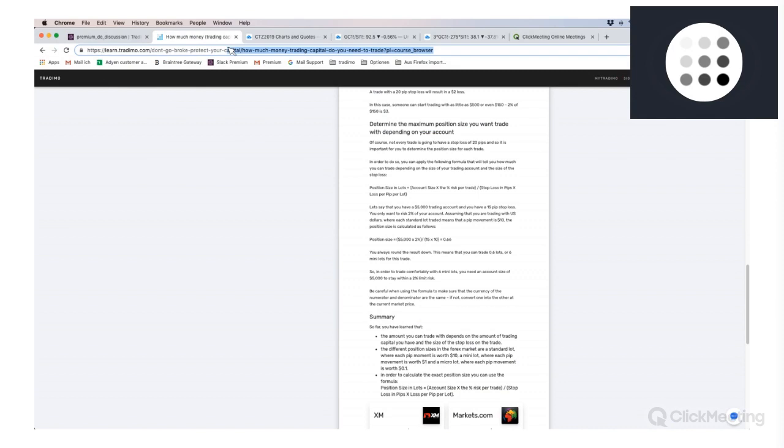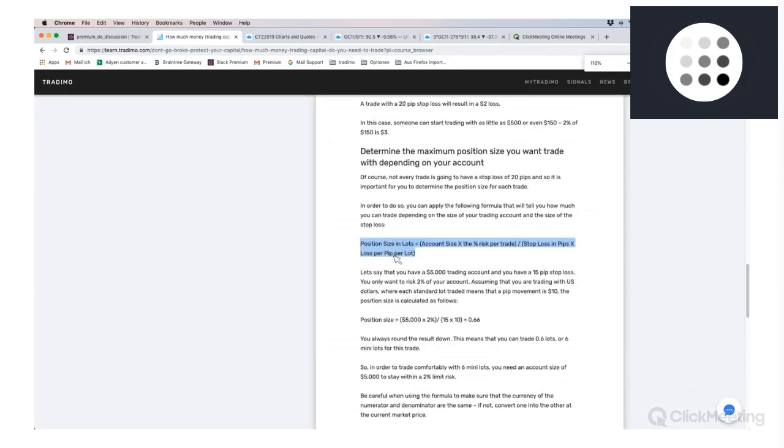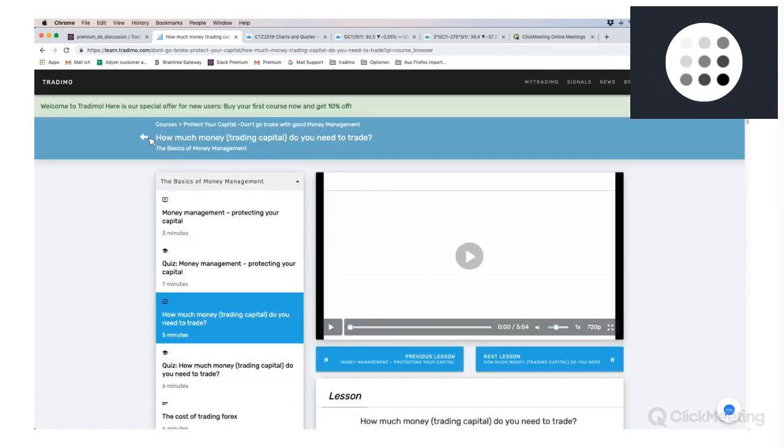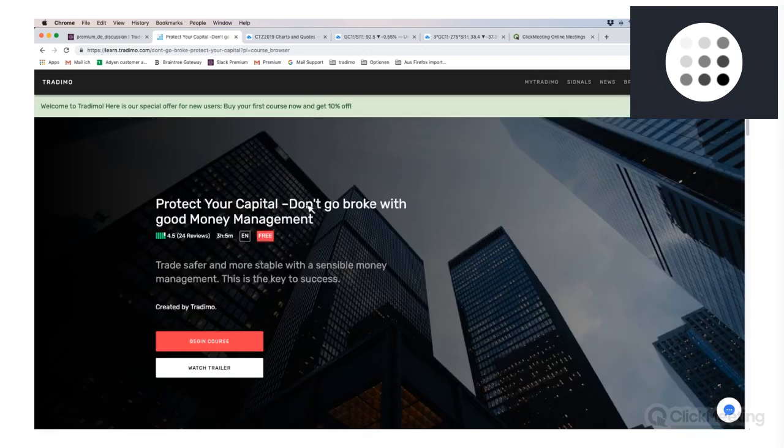And I give you here this lesson of our money management course. And here, for example, you can see the formula as well. Let me make it a little bit bigger for you. So this is almost the same formula, a bit more complicated. I break it down to 3 steps to make it easier for you, but this is pretty much the same. And you can find all of this and much more in our Protect Your Capital, Don't Go Broke with Good Money Management course.